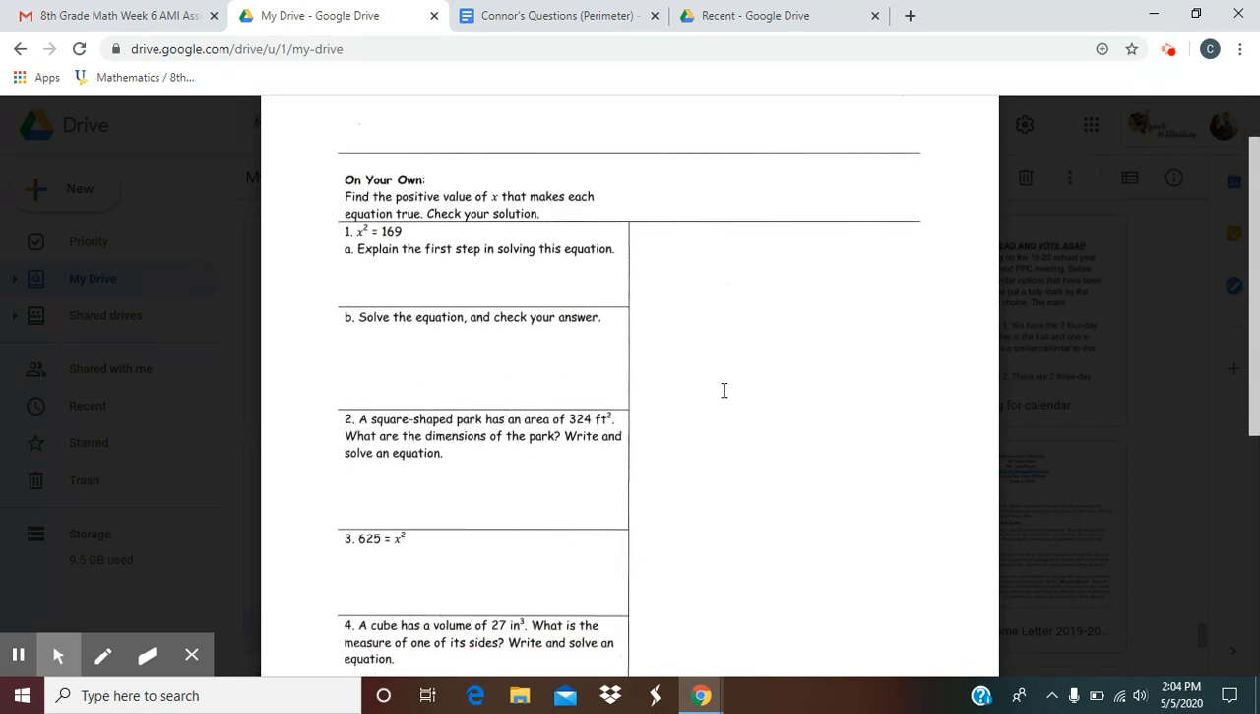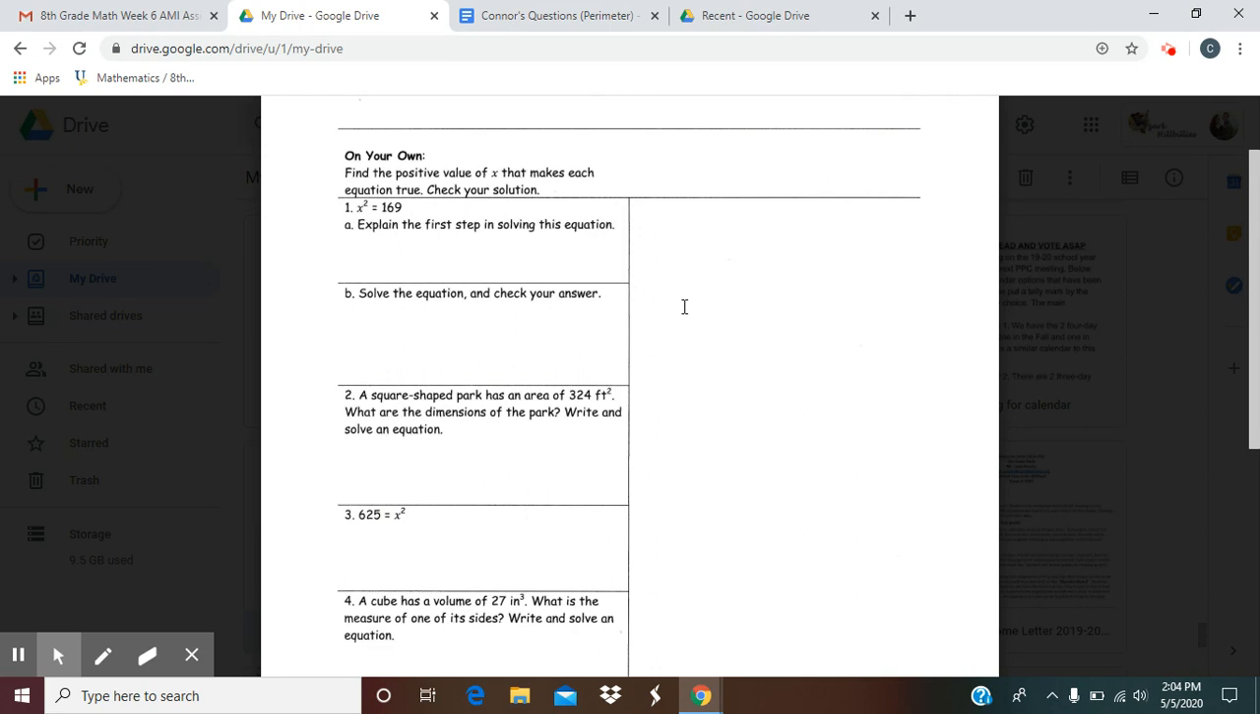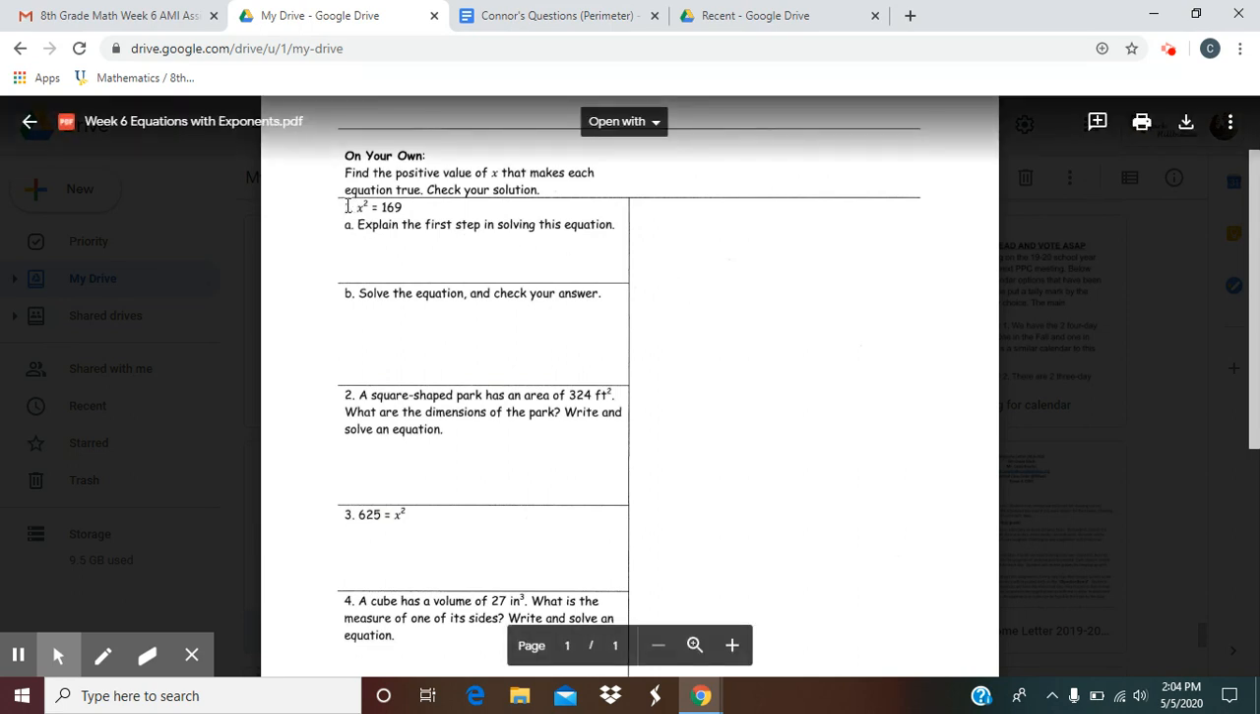So let's go ahead and take a look at the first one to show you what I mean. So we have number one is x squared equals 169. Let me get a pen going here. I'll rewrite that over here.